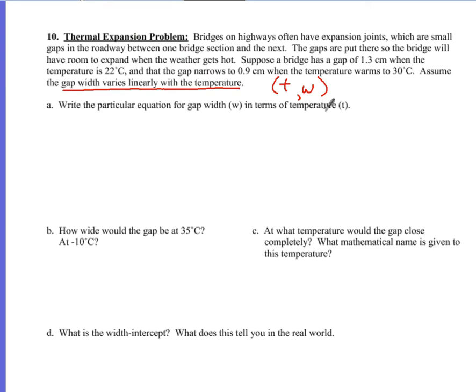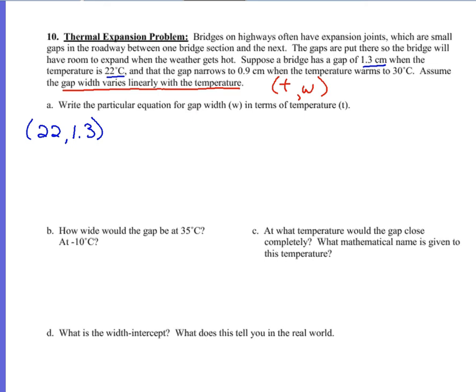Looking back at the values they gave us, it says suppose a bridge has a gap of 1.3 centimeters when the temperature is 22 degrees Celsius. If I set up an ordered pair based on those two values, the temperature, T, would be 22. The width, W, would be 1.3. There's an ordered pair to represent that scenario.